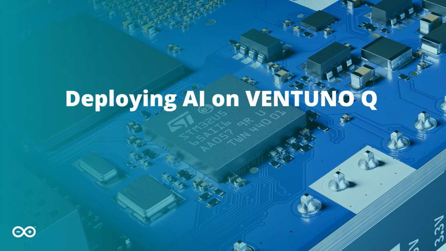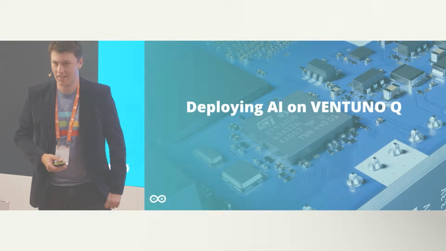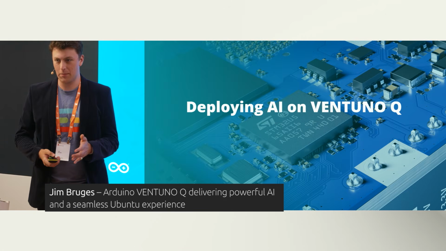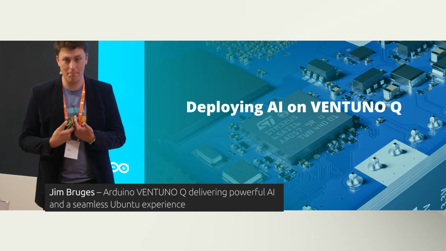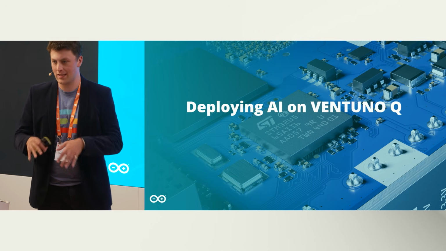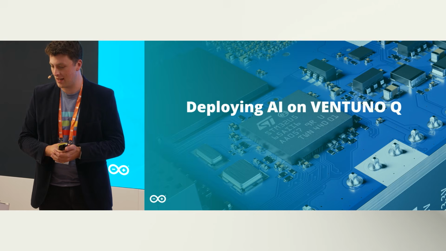So now I'm going to turn it over to Jim. He's going to talk to you about the prototype to production and actually deploying AI at the edge. So I'm going to talk a little bit about the AI story with the Ventuno Q. I'm from Edge Impulse. We're another company that Qualcomm acquired into the IoT business unit last year.